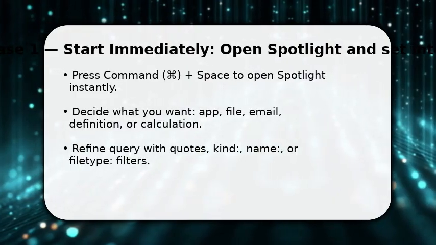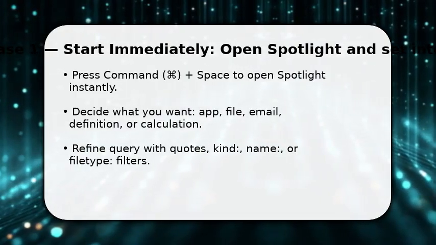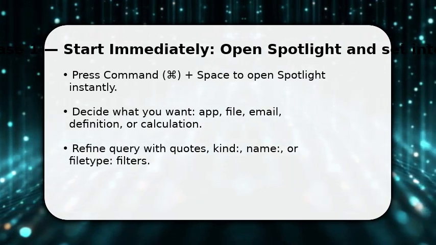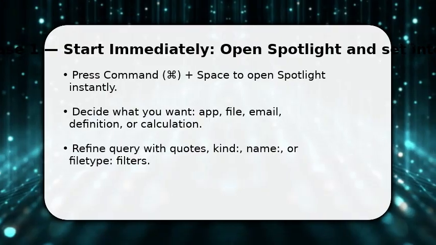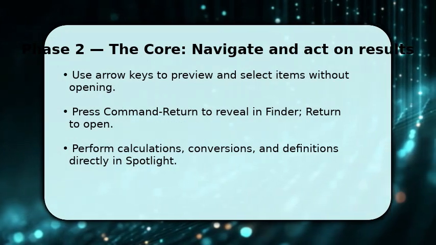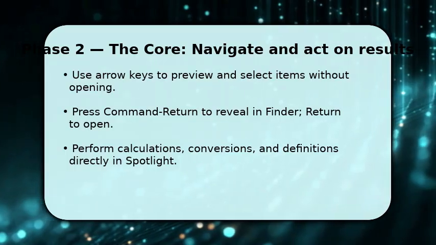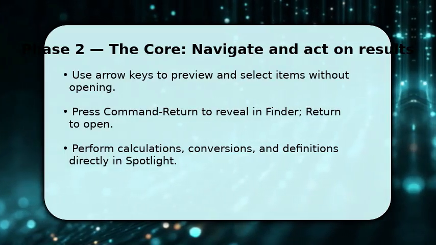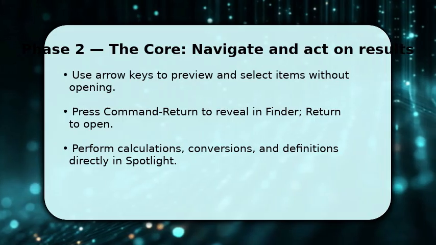Make sure to glance at the preview pane on the right to confirm the match before you press return, or use arrow keys. Once Spotlight shows results, use the down arrow to move through them and pause to read the preview. This avoids accidental opens. When you find the item, press return to open it, or command return to reveal it in Finder for file operations.